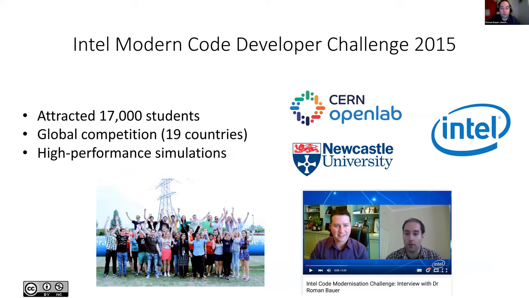And also, we are not only a research collaboration, but we also are engaged in didactic endeavors. So, for instance, a few years ago we partnered with Intel and CERN Open Lab and Newcastle University at that time, and then we created a competition that attracted more than 17,000 students all over the world. And we then also showed that indeed this kind of competitive framework has very good benefits, because we essentially managed to create highly optimized code, and then we also invited the winners to CERN for a secondment.